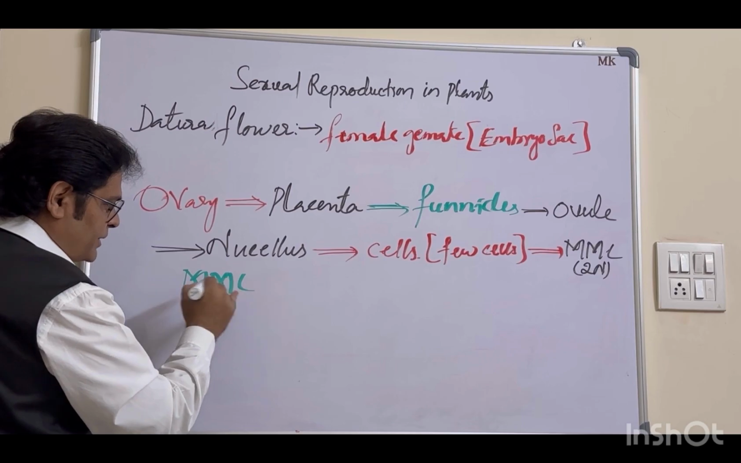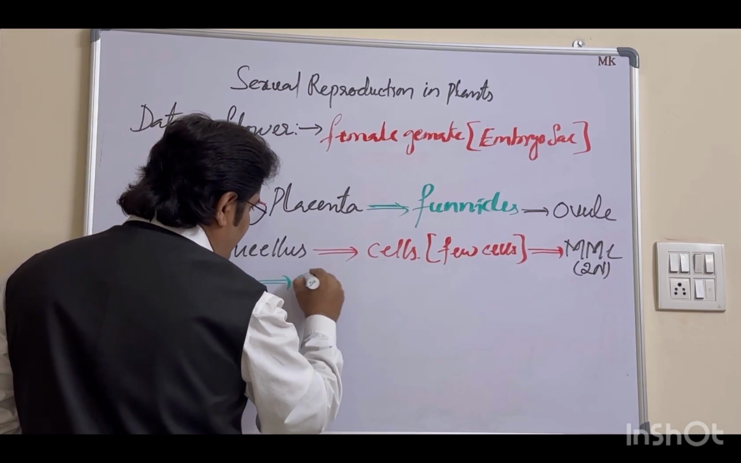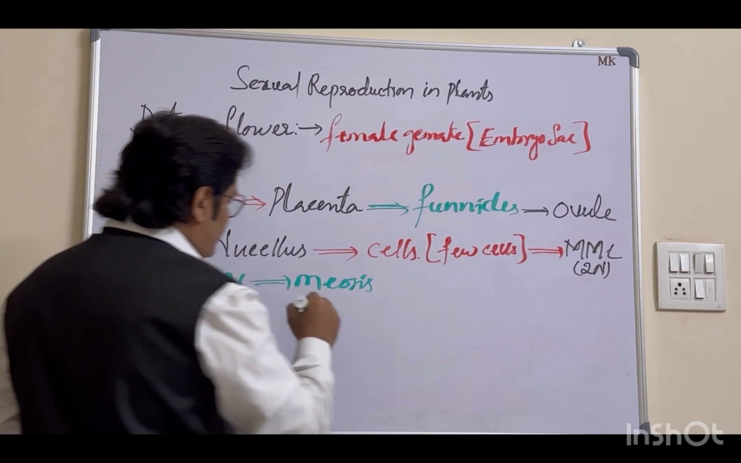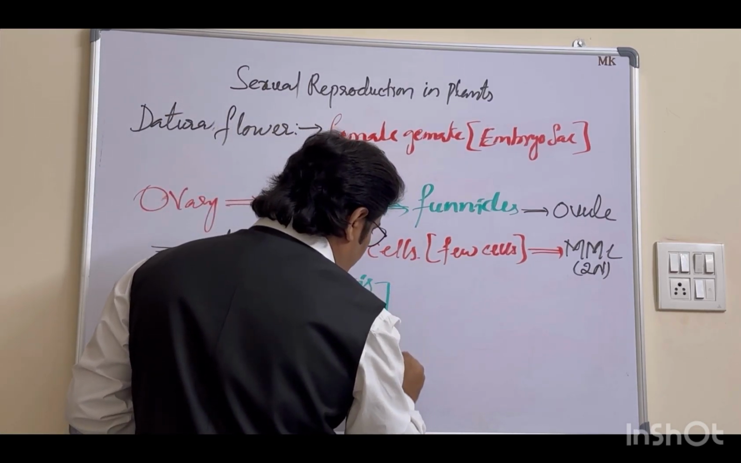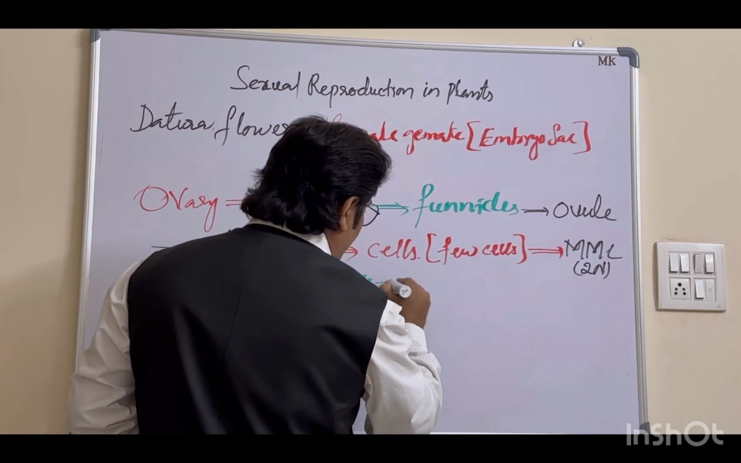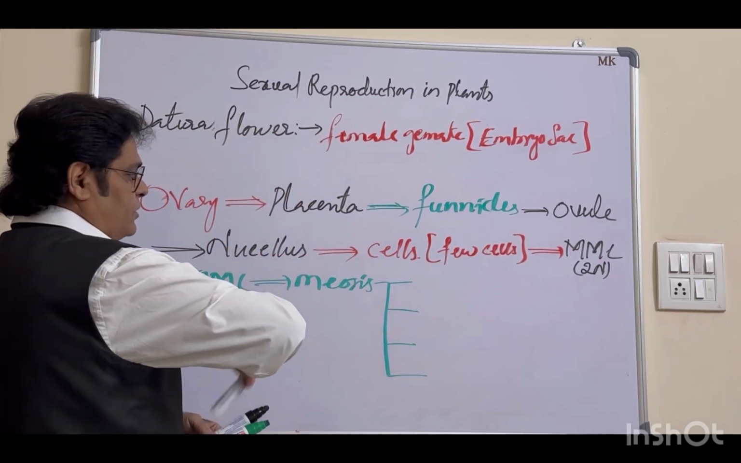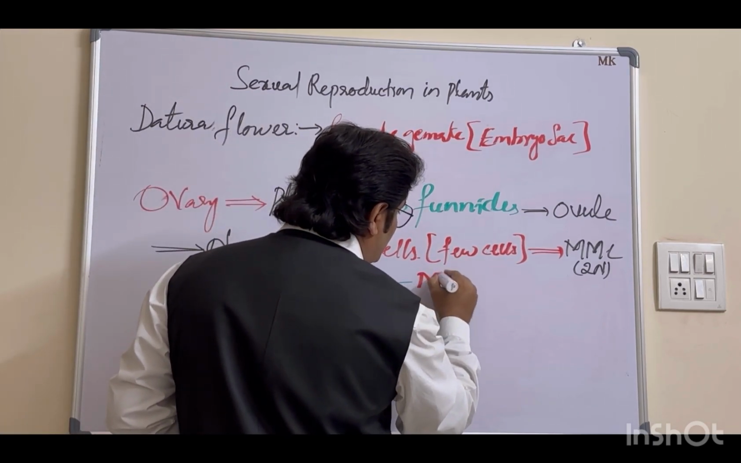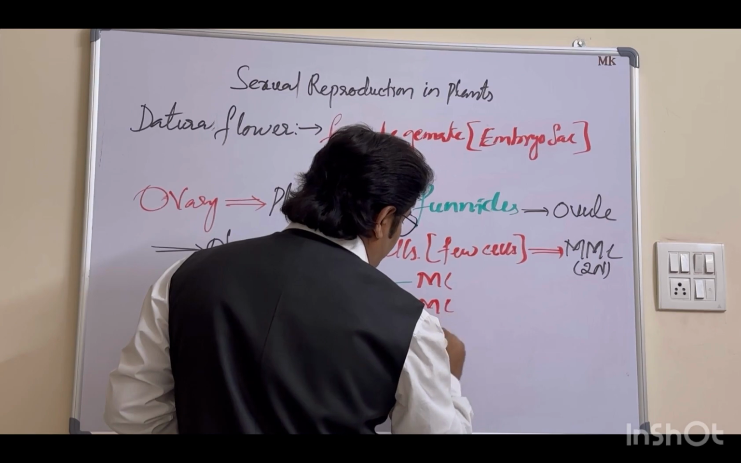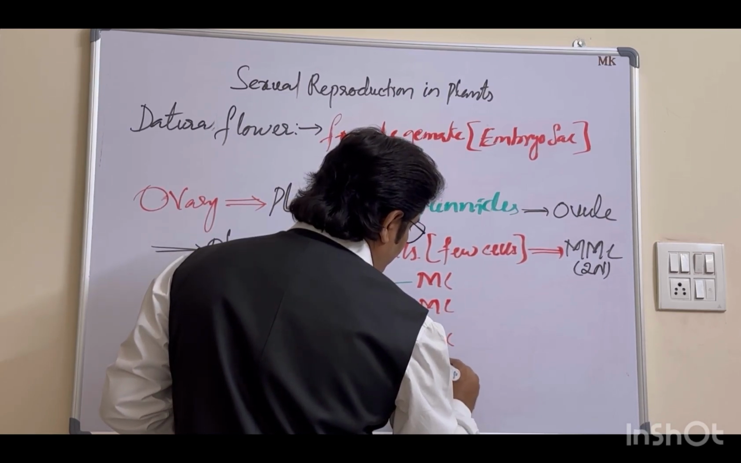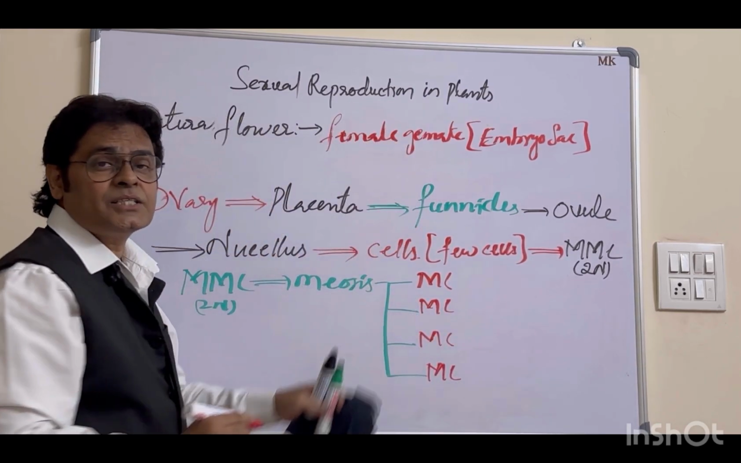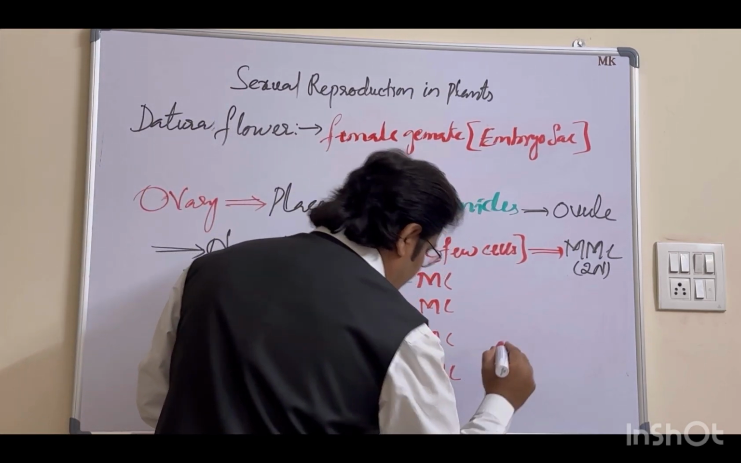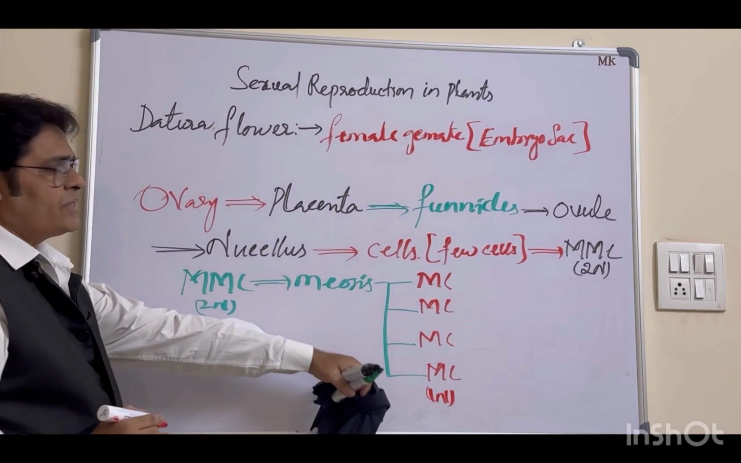Then this megaspore mother cell undergoes the process called meiosis. And then what does it produce? It produces four cells. What are the four cells called? Megaspore cells. Clear? All these megaspore cells are haploid in condition. What does haploid mean? One set of chromosomes. Here two sets of chromosomes, here one set of chromosomes.